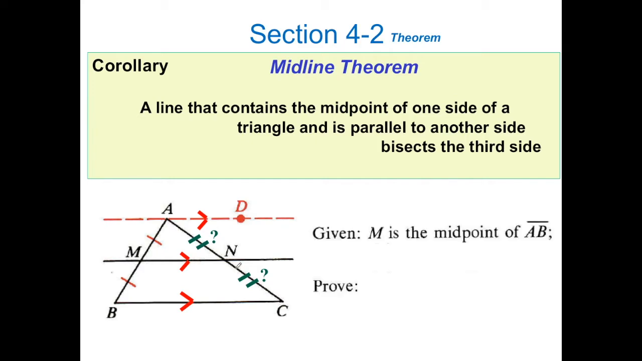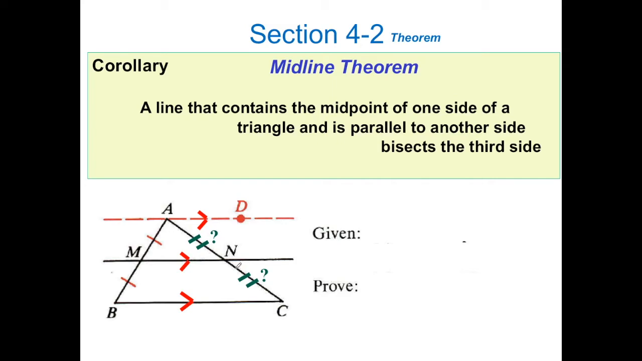Okie dokie. So what we need to do is talk about our given and our prove. Here, this one isn't written out as an if-then statement, so it's a little bit harder to figure out what your given is and what you're trying to prove. But here, we have a line that contains the midpoint of one side of a triangle, and it's parallel to the third side. It bisects the third side. So the then statement is basically that it bisects the third side.